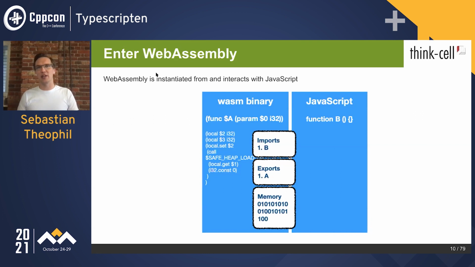There's one important limitation here, and that is that the function A and function B are limited to the data types that WebAssembly supports. So they can only have return values and arguments that are integers and floating point numbers. And you can see here that WebAssembly can also export access to its memory object to JavaScript. So then JavaScript can access that as well.